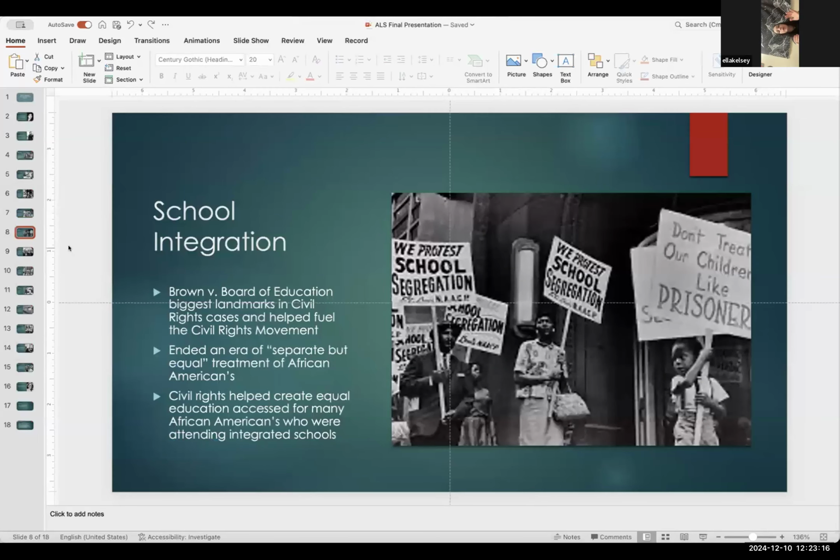And I forgot to mention, we're done with the activists and we're going more into civil rights movements that were the most helpful in these situations, and what was taken down during the civil rights movement. So, school integration. Brown versus Board of Education was one of the biggest landmarks in civil rights cases and helped fuel the civil rights movement. It ended an era of separate but equal treatment of African Americans, and it helped create equal education access for many African Americans who were attending integrated schools.